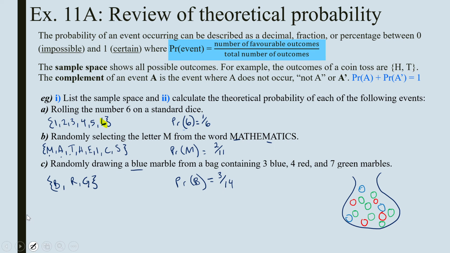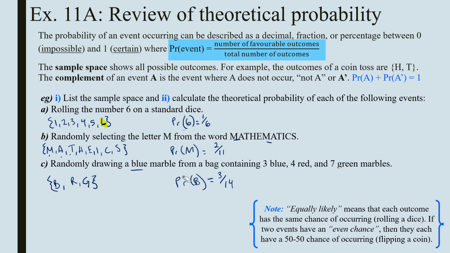One last little note that I want to make for you all today, I'm going to just erase the marble bag, is that the term equally likely means that each outcome has the same chance of occurring. So for example, when you roll a die, it is equally likely that you will roll a 1 or a 2 or a 3 or a 4 or a 5 or a 6. However, the term even chance means that there is a 50-50 chance of it occurring. So if I'm rolling a die, there is an even chance that I will roll an odd number, as there is for me rolling an even number.